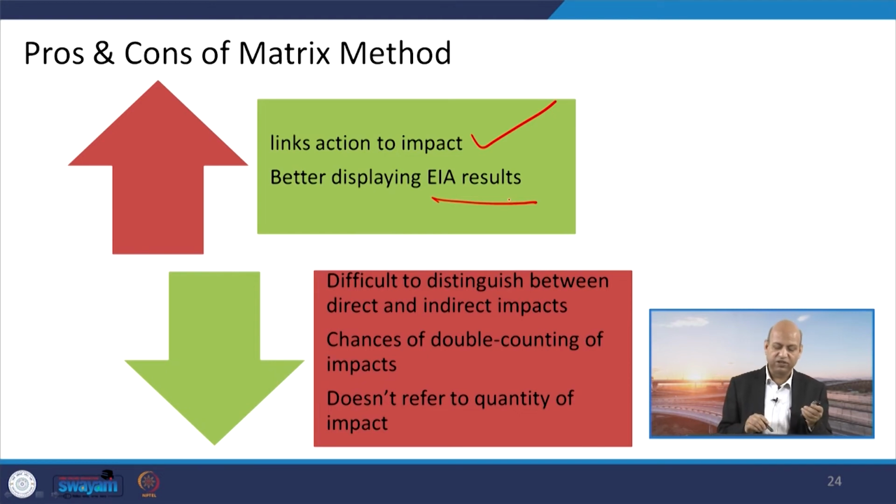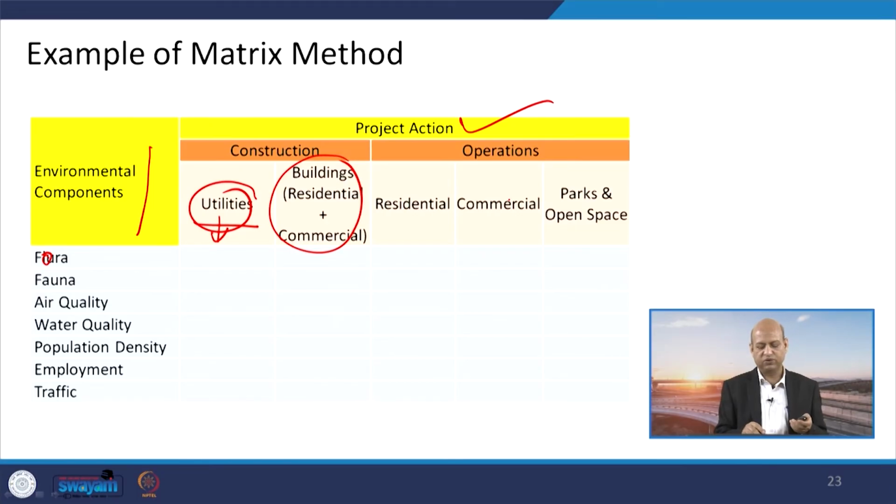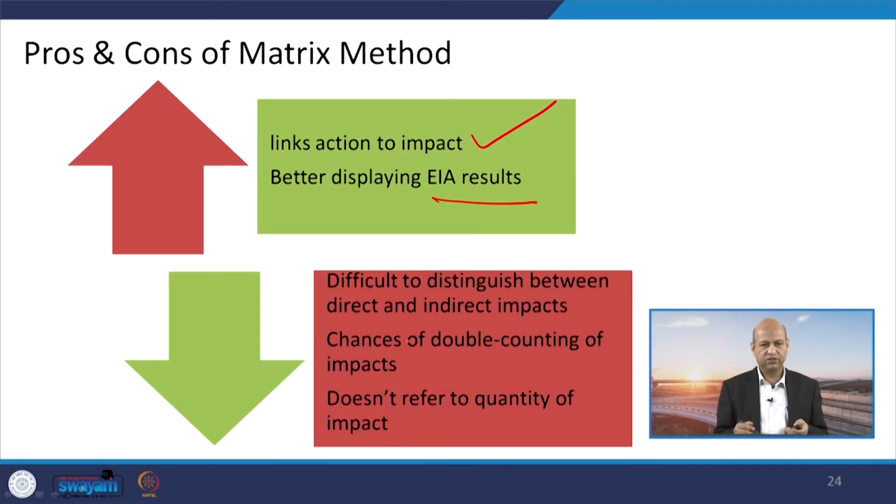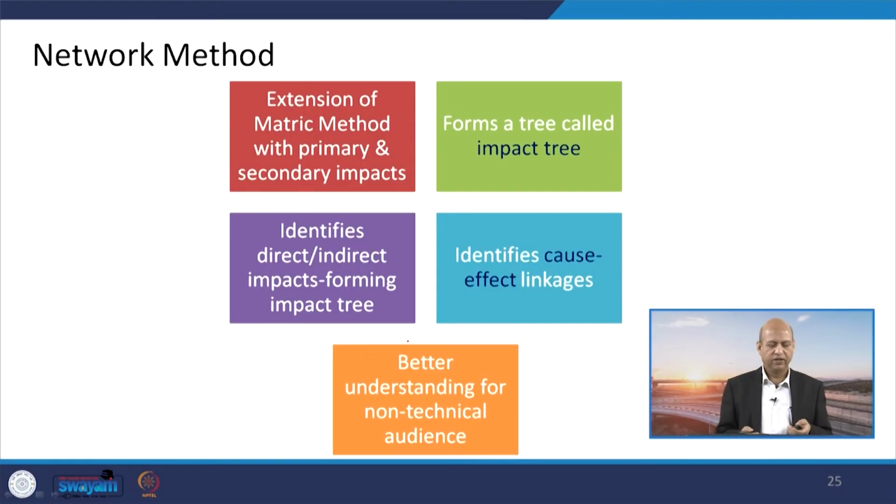Chances of double counting of impacts may be there, because once we have discussed residential and there also commercial activities, so double counting may be there, whereas we should take them separately. It does not refer to the quantity of the impact, again it is qualitative as other techniques are. Then there is the network method. In the network method, it is an extension of the matrix method with primary and secondary impacts. So this is a further evolution of the matrix method, you can say, right.